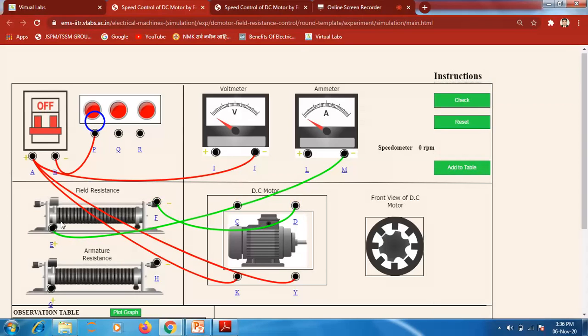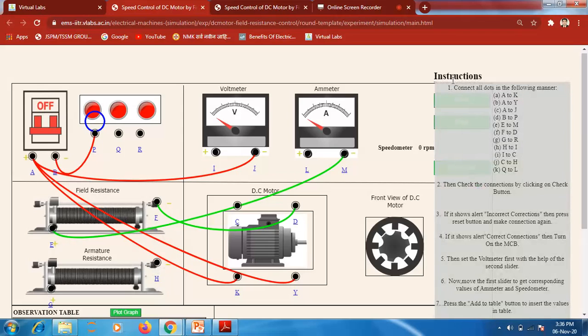Remember this one, field resistance and armature resistance are nothing but the two different types of the variable resistance over there. And variable resistance is having two different types of the terminals. One is fixed terminal, that is nothing but the E and G terminal. Okay, these are the fixed terminals. But the variable terminals are F terminal as well as H terminal over here. Okay, means we can vary this knob. That's why this F and H points are connected to the variable terminals, where E and G are fixed terminals.